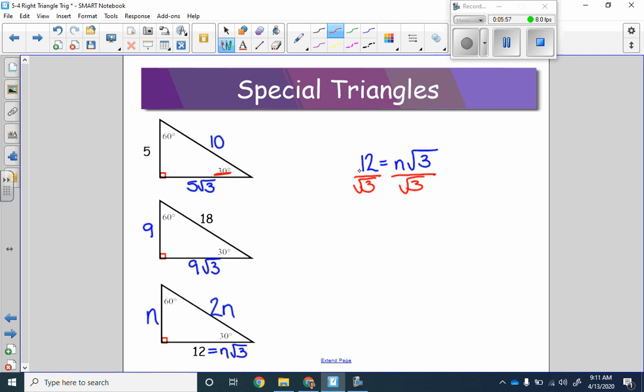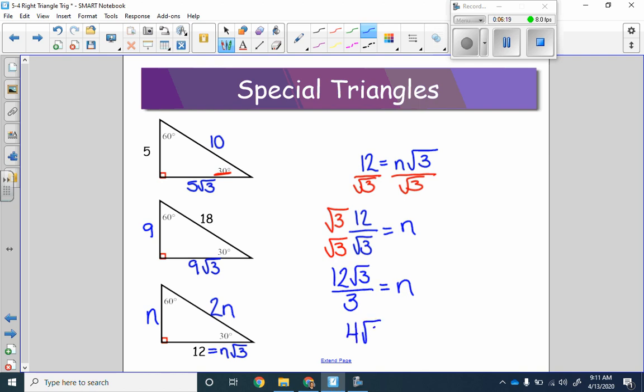Now, one thing I'm going to let you know is that this chapter we are going to be dealing with a lot of radicals, and you are going to need to simplify those radicals, which means that I'm going to have to multiply the numerator and denominator by the square root of 3. And so I get 12 square roots of 3 divided by 3. And then 12 divided by 3, well, that's 4. So 4 square roots of 3 is equal to n. So that means that our shortest leg here would be 4 square roots of 3. Double that, and we get 8 square roots of 3 for our special triangle that's here.